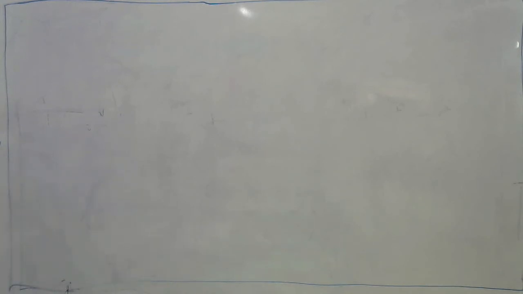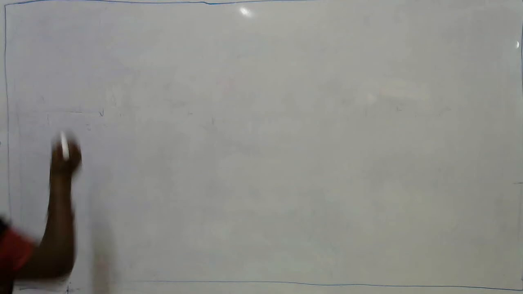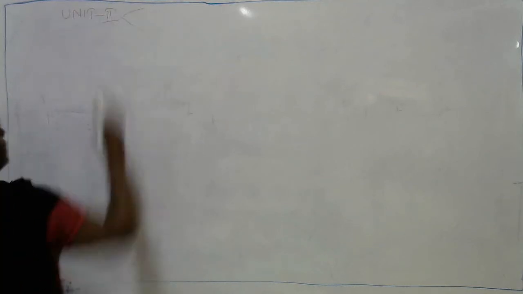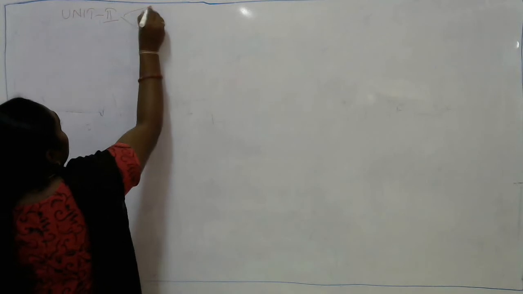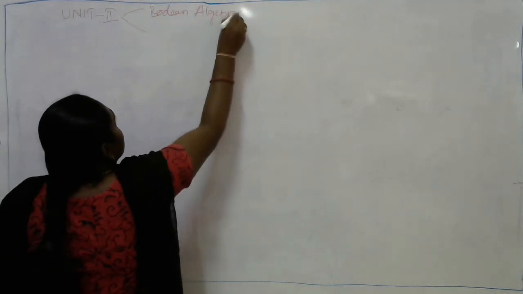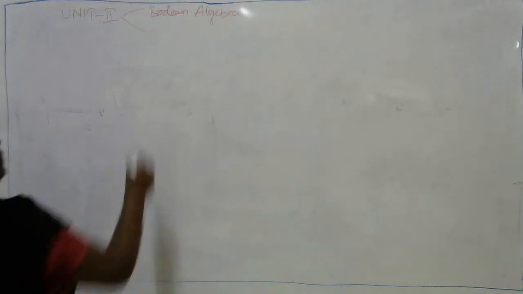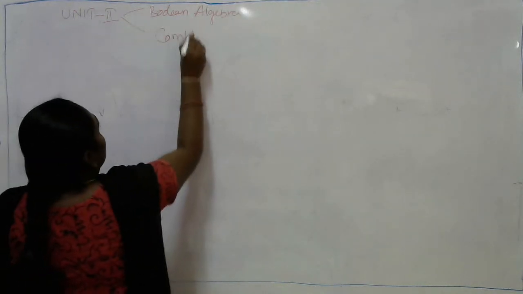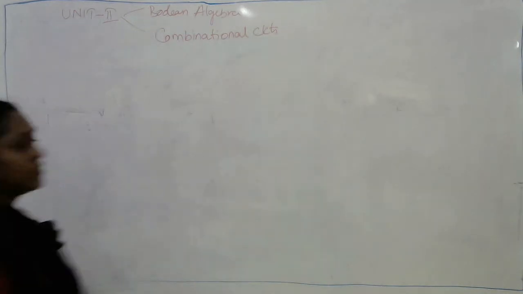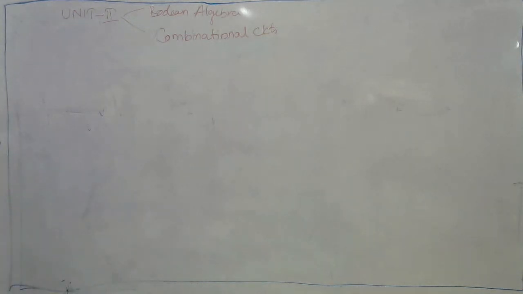The complete second unit deals with two different parts. The first one is Boolean algebra simplification using K-map, and the second part deals with combinational circuits. So today in this session, let us discuss a different method, other than using laws and theorems, to simplify the given Boolean expressions.